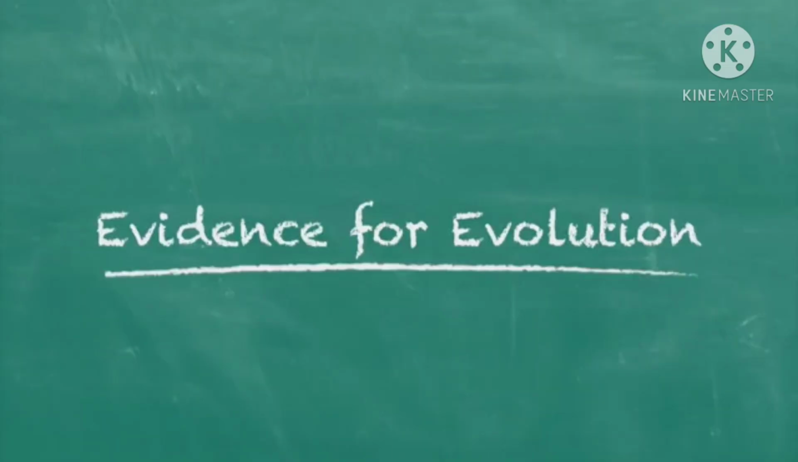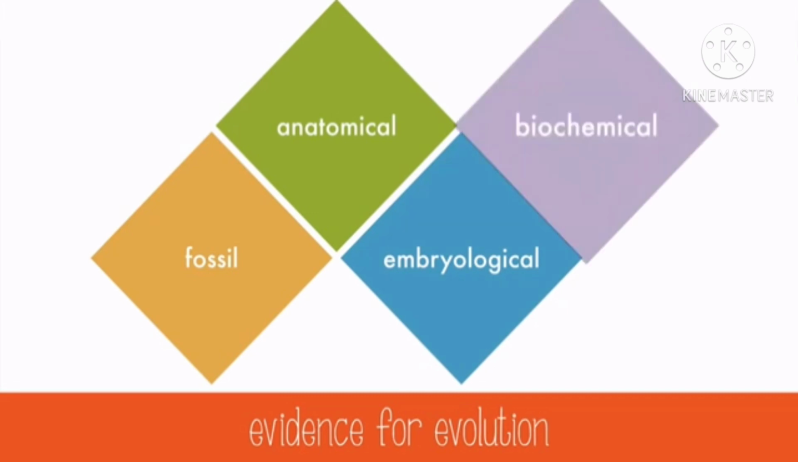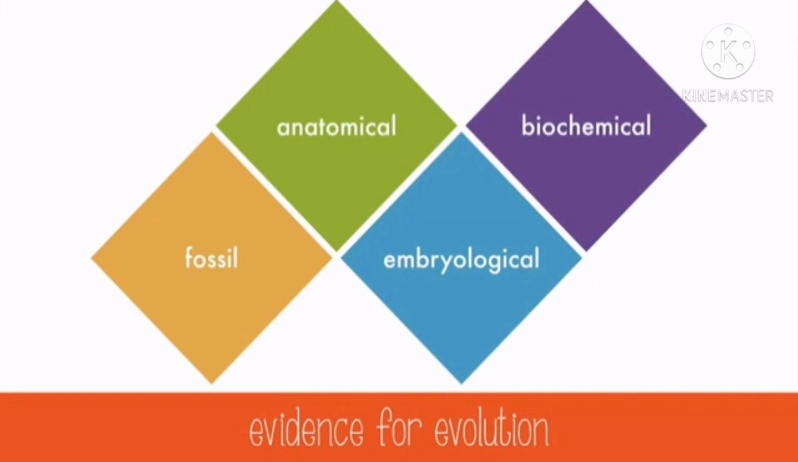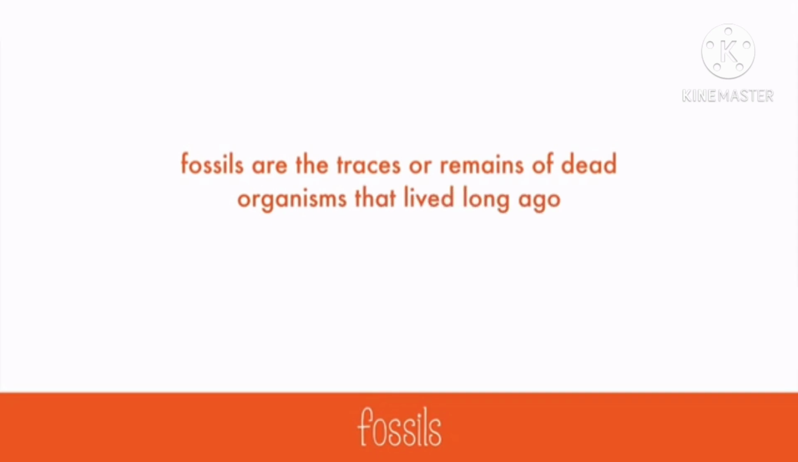Four major categories of evidence for evolution: fossil evidence, anatomical evidence, embryological evidence, and biochemical evidence. Let's look at fossil evidence first. Fossils are often used as evidence for evolution. They are the traces or remains of dead organisms that lived long ago.